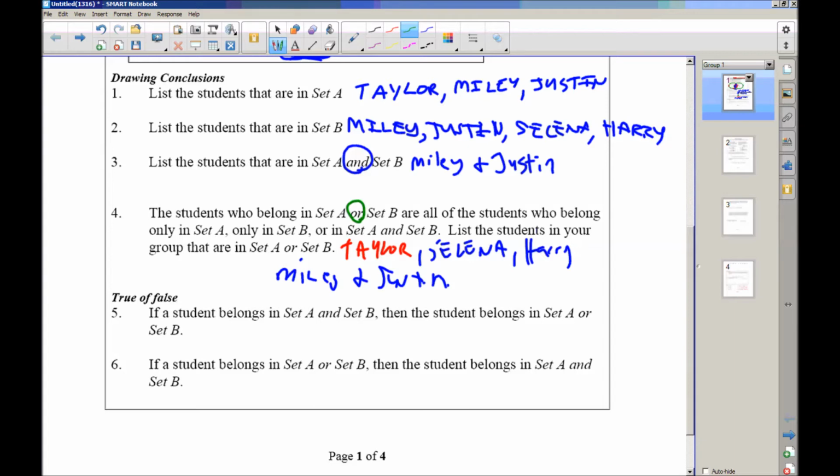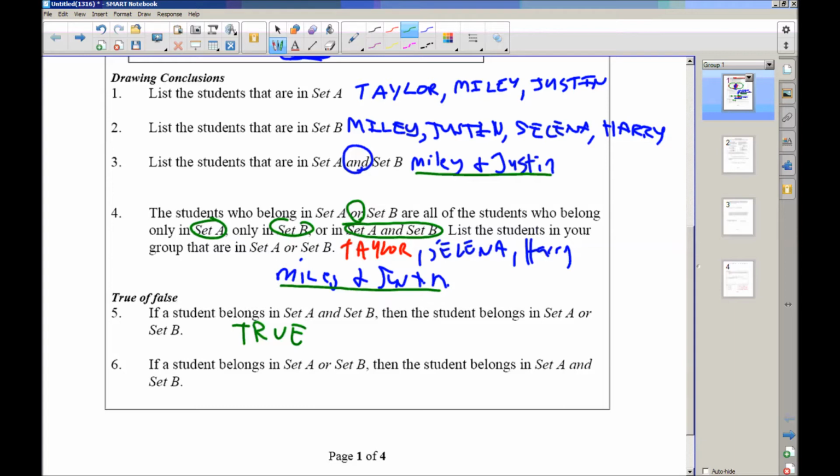All right, so we have 2 true-false conditional statements, and we're supposed to figure out if they are true or false. If student belongs to sets A and B, okay, who are the only people in sets A and B? Those are Miley and Justin. Okay, then the student belongs to set A or B. Well, Miley and Justin are also in set A or B. So this is a true statement, okay? Remember, the definition for A or B includes A and B at the same time, okay? The definition is anybody in set A only, set B only, or the overlap of set A and B.